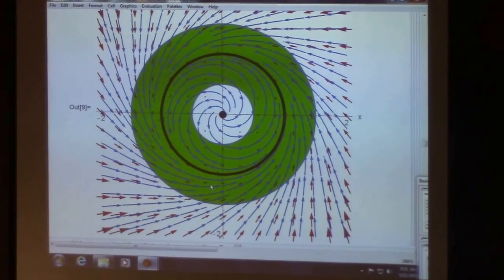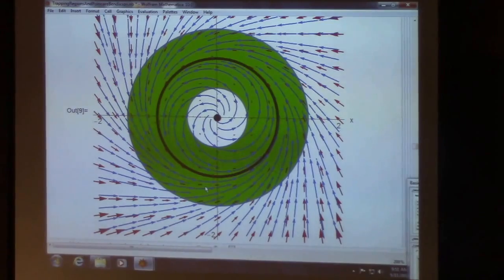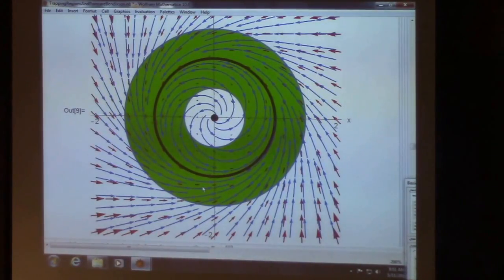What else should you be able to do? You should be able to check that this is a trapping region according to that condition I had about outward pointing normal vectors. Here's what I mean.